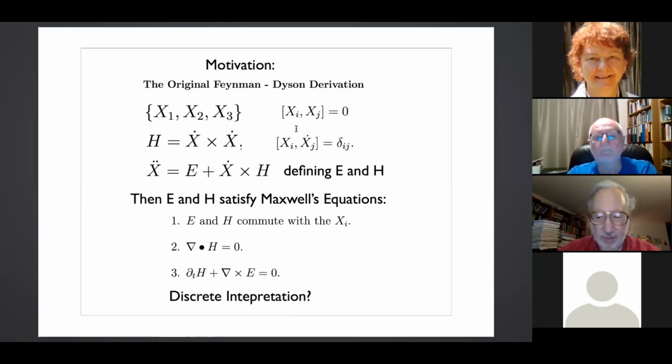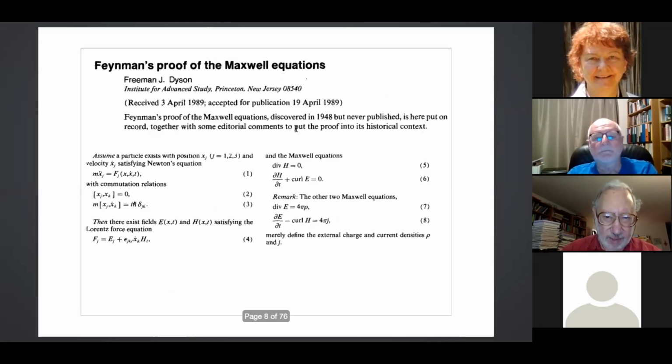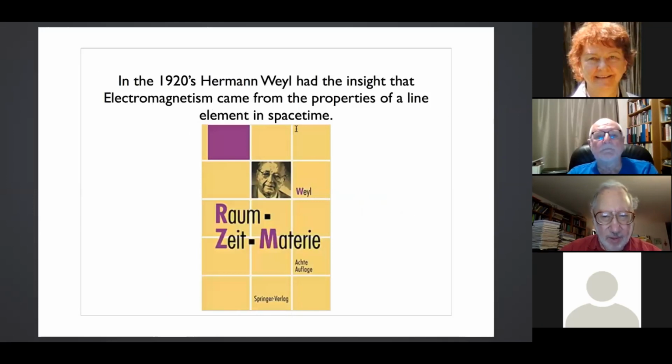But we'll come back to it because there is the question of time, which we haven't mentioned yet, and time is of essence. So I want to still talk about some history. In the 1920s, Hermann Weyl had the insight that electromagnetism came from the properties of a line element in space-time. And he had the idea that you could get a unified field theory at that time which would unify gravity and electromagnetism. There not being other field theories prominent at that time.